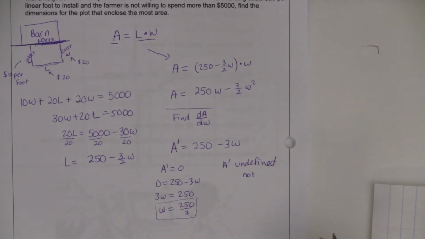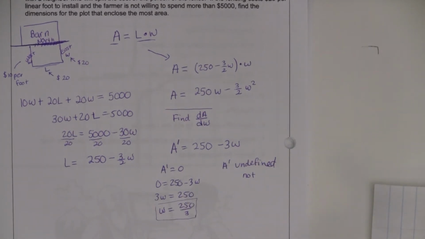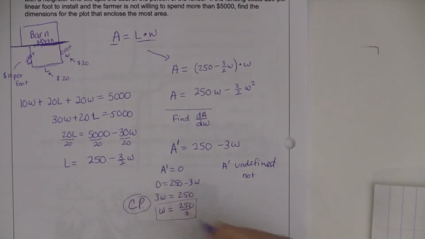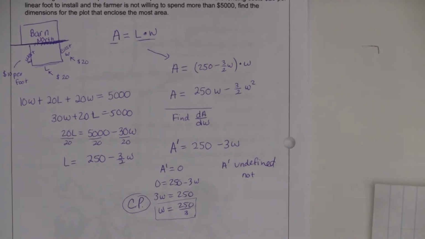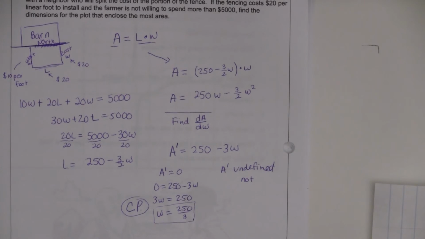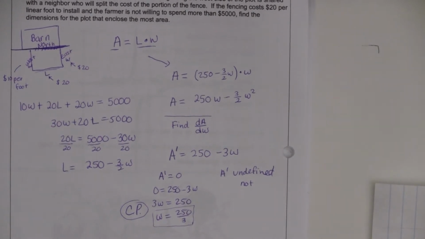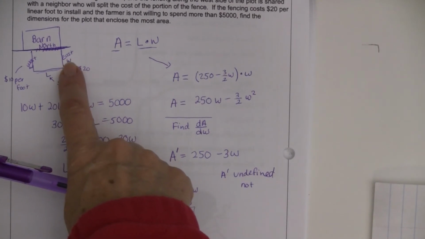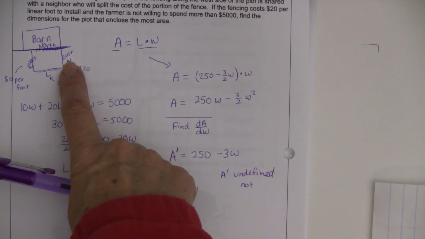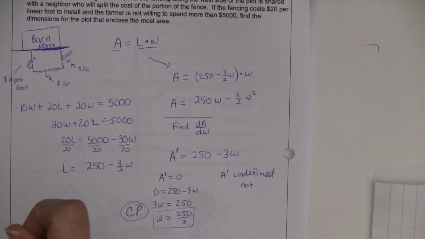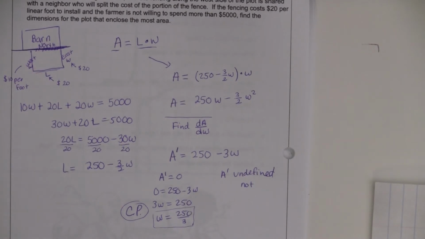Now we want to also talk about, so this is a critical point, right? CP, critical point. And so we also want to talk about endpoints. Think about endpoints for W. Now, the lowest that I could go on W would be to have W be 0, but then it wouldn't make a rectangle. If W was like 0.1, it would make a really small rectangle, but 0 is the absolute lower bound, and it doesn't make sense as far as this problem goes.